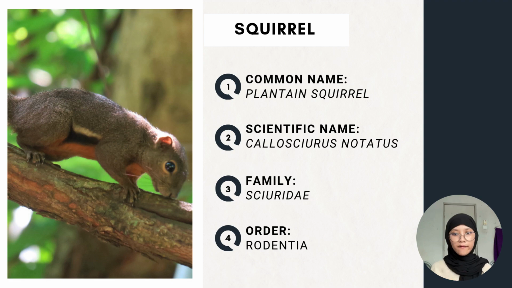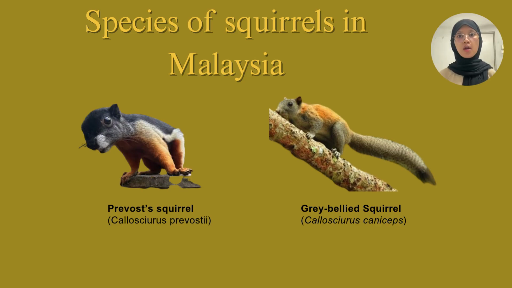It is active during the daytime. The most common species of squirrel found in Malaysia is the Prevost's squirrel. Its scientific name is Callosciurus prevostii, and the grey-bellied squirrel, whose scientific name is Callosciurus caniceps.